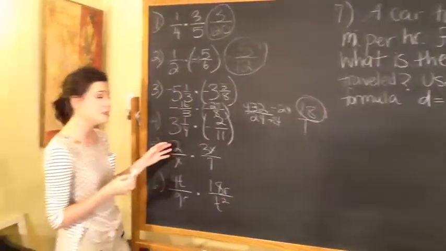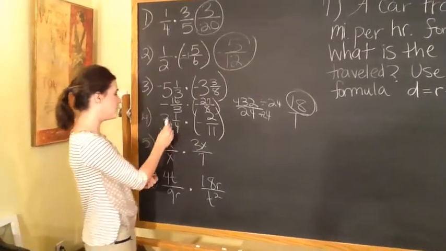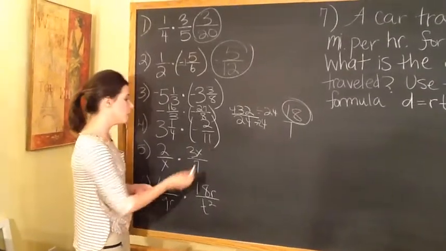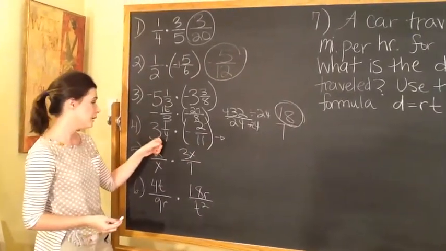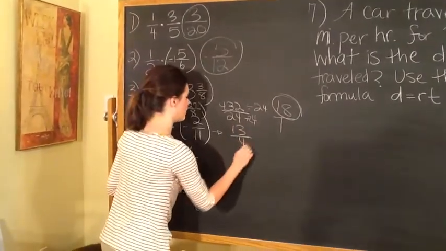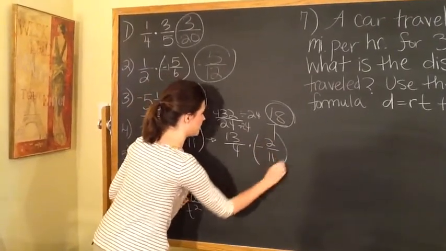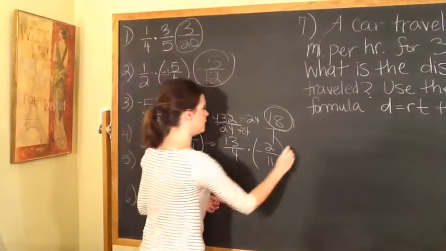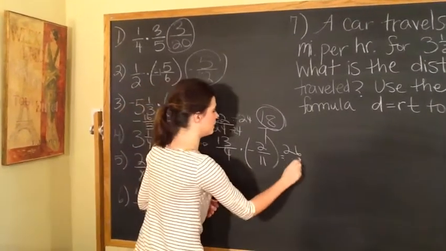This one we have a mixed number and a normal fraction to multiply together. So we have 3 and 1/4 times negative 2 over 11. So I'm going to just go ahead and change this to an improper fraction. So 4 times 3 gives you 12, plus 1 gives you 13. So we have 13 over 4 times a negative number, negative 2 over 11. So let's go ahead and multiply across. 13 times 2 is going to give you 26. And then 4 times 11 is going to give you 44.